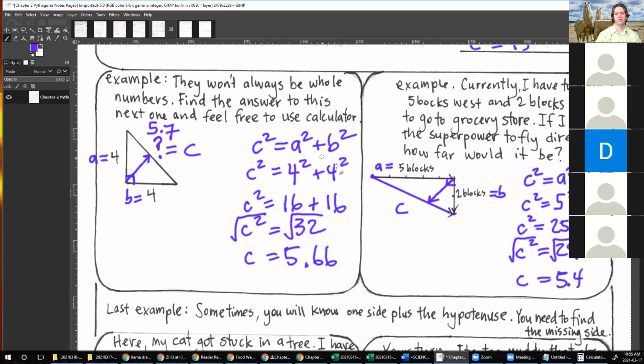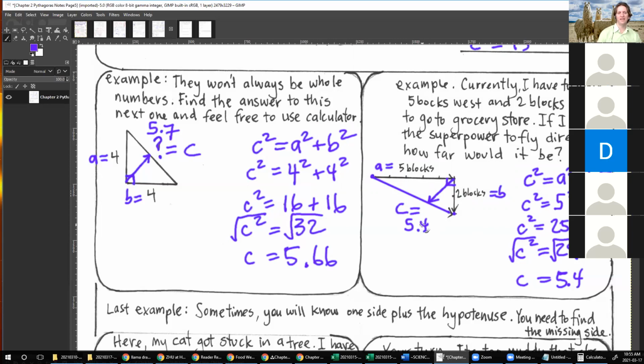This is awesome. So I would have saved myself 1.6 blocks of walking. Actually, I'd have saved myself a lot more because I'd have just been flying. But what I want to do is make sure that this number is the longest out of all 3 sides, which it is.